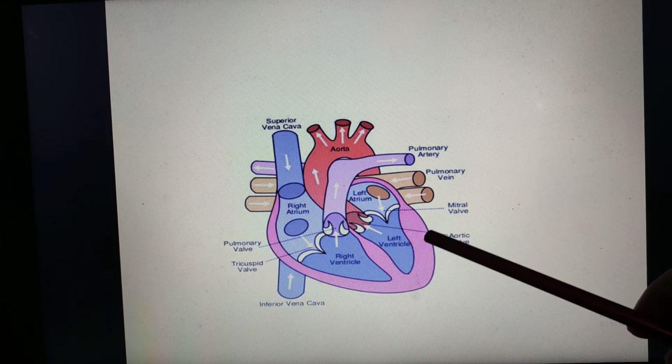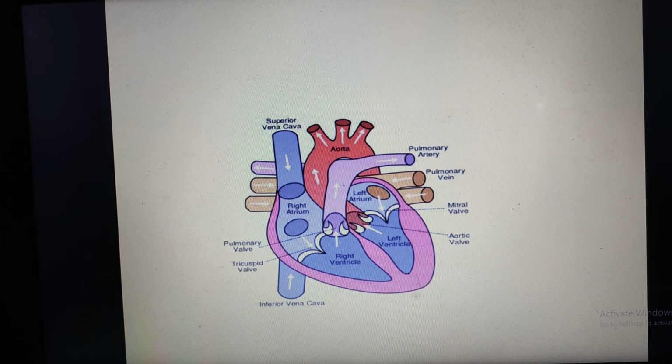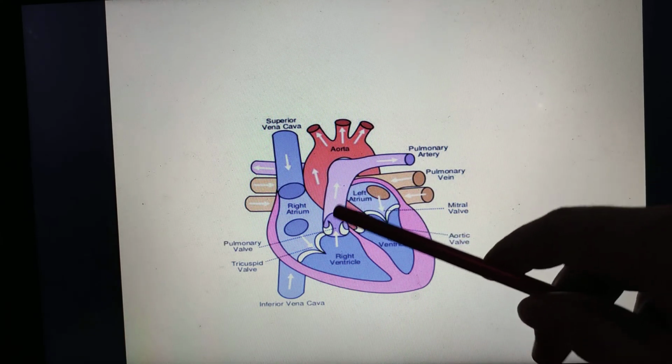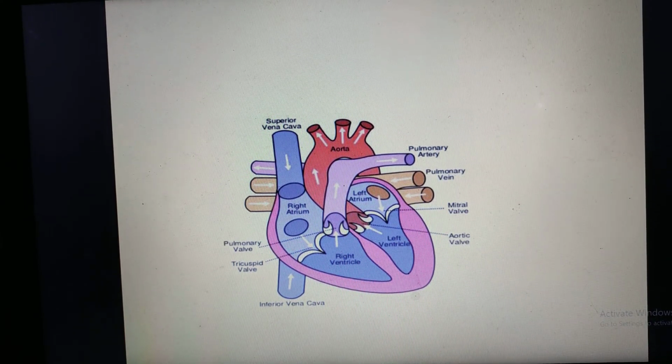So in this case, we have to give ACE inhibitors, and also, as I told you, there will be edema in the legs, so we will be giving diuretics. So this was about the basic treatment of heart failure. Lots of exercise, reduce the stress, reduce salt intake, and ACE inhibitors and diuretics, and sometimes gene therapy. That's all for now. Thank you.